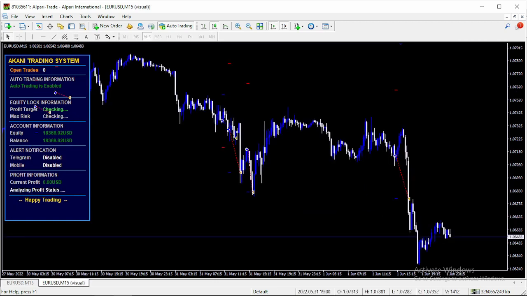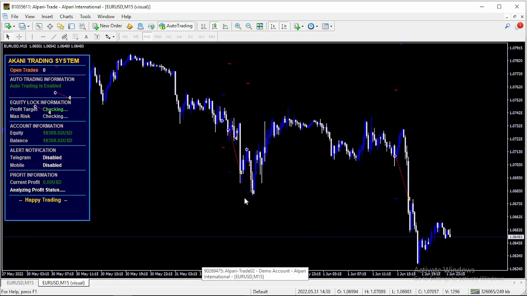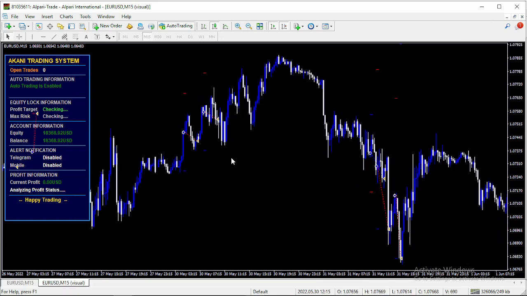You can see here whatever trade is being taken here is the same trade that is being taken on all accounts. It's not a martingale expert advisor or a grid expert advisor. So it has a stop loss, it has a take profit, and it also has the edge over the market, which always makes it profitable in the long run.